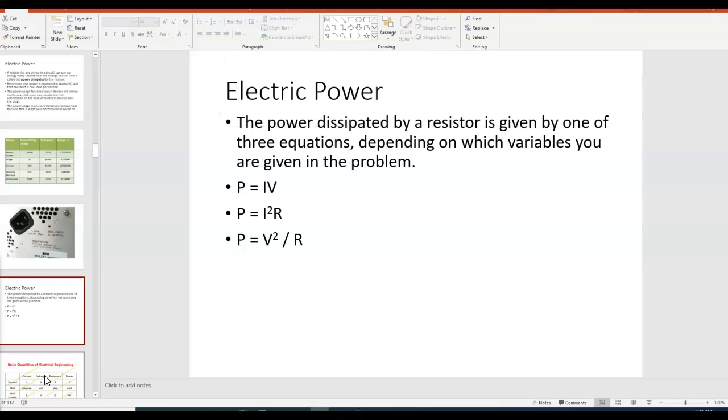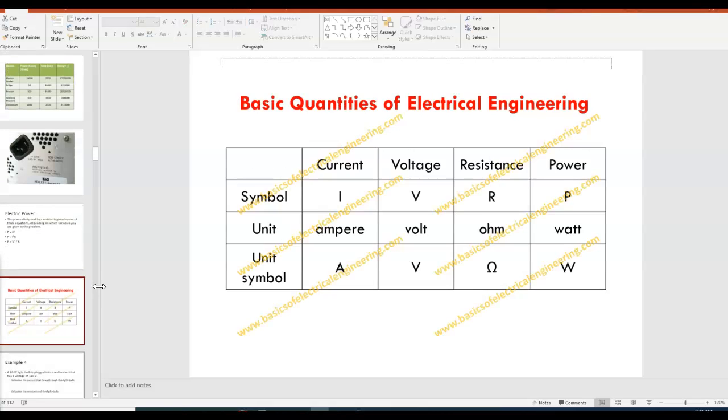Okay, now just to summarize everything we've talked about before and give you some reminders, these are the 4 quantities we've talked about up to this point. We've talked about electric current, voltage, resistance, and power. This is the symbol for each of those. Remember, current is a capital I, voltage is a capital V, resistance is a capital R, and then power is a capital P. And then we have the units and the unit symbols for each of those.